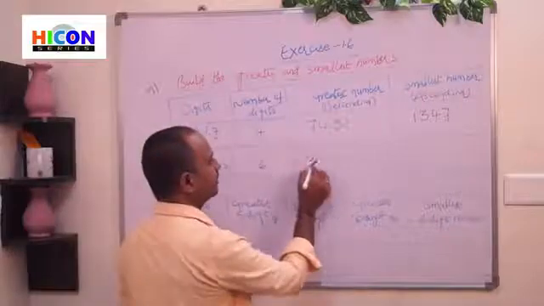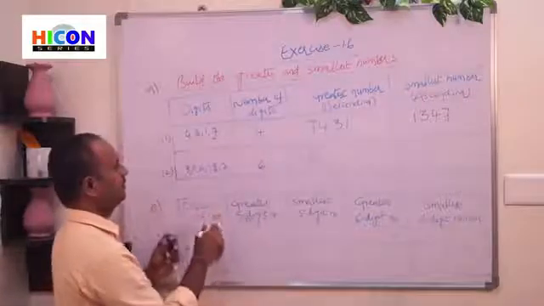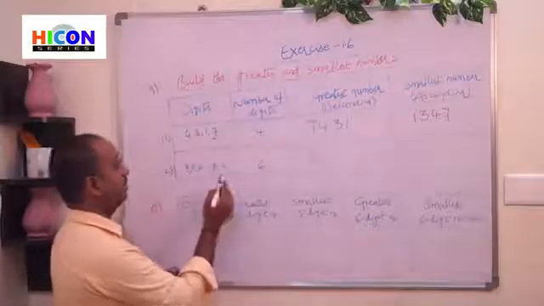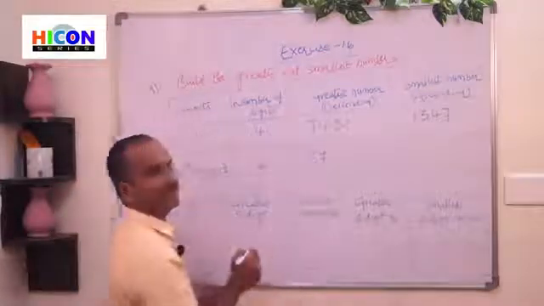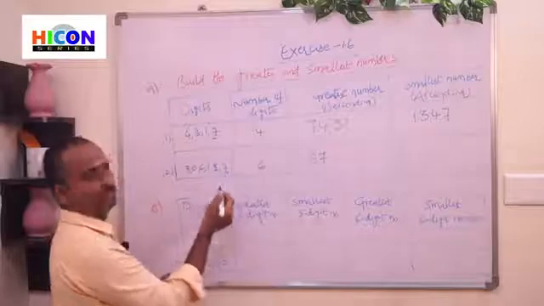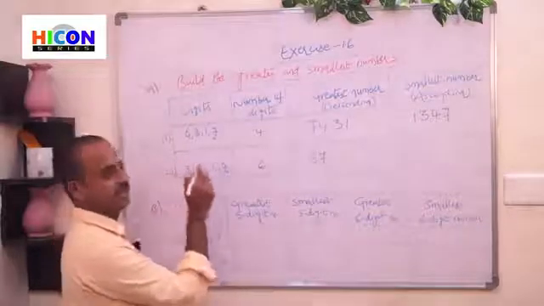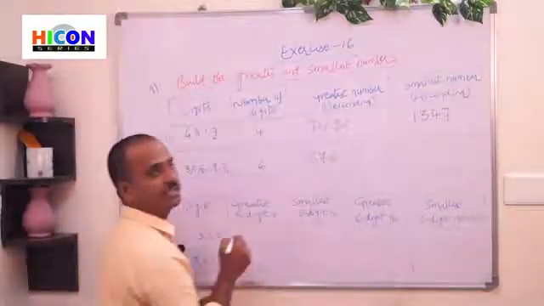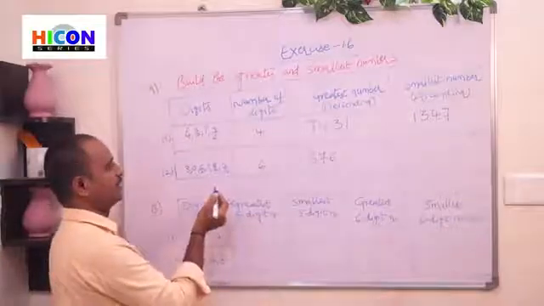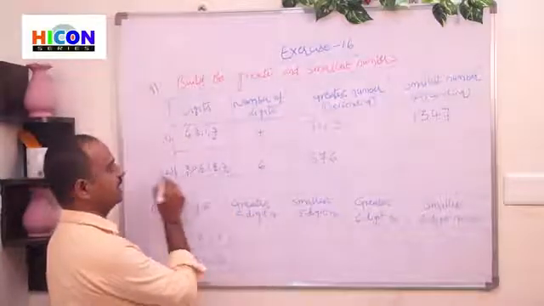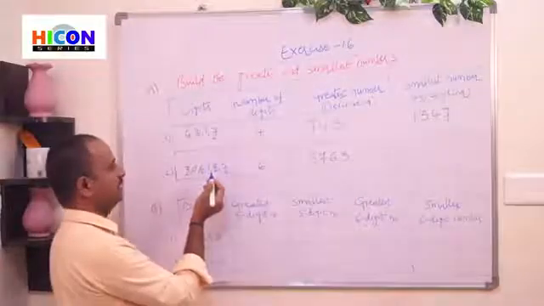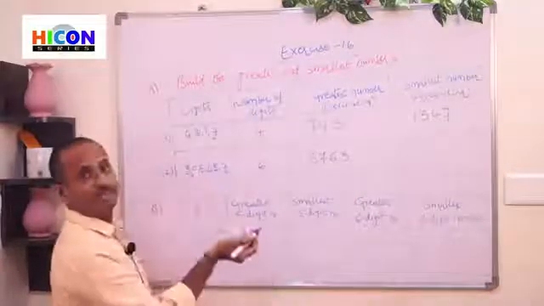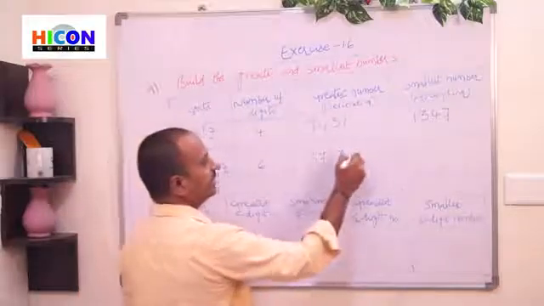So write 8 first. Next, which one is the greatest after 8? After 8, 7 is the greatest. So write 7 after 8. Next, after 7, which one is the greatest? 6 is the greatest. So write 6 after 7. After 6, which one is the greatest? 3 is the greatest. So write 3 after 6. After 3, which one is the greatest? 1 is the greatest. So write 1 after 3.